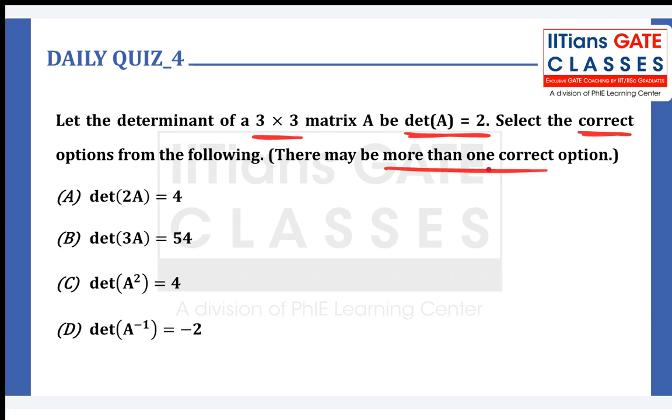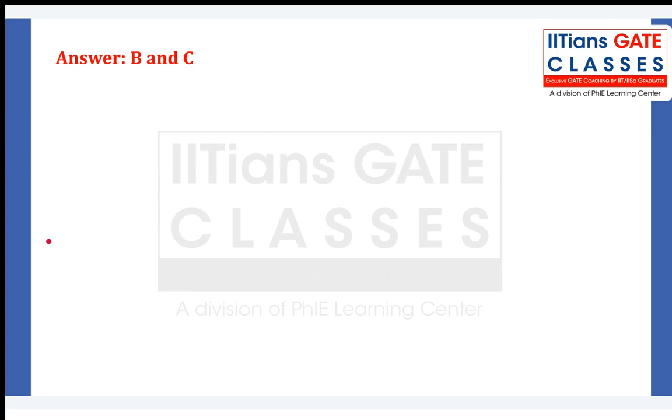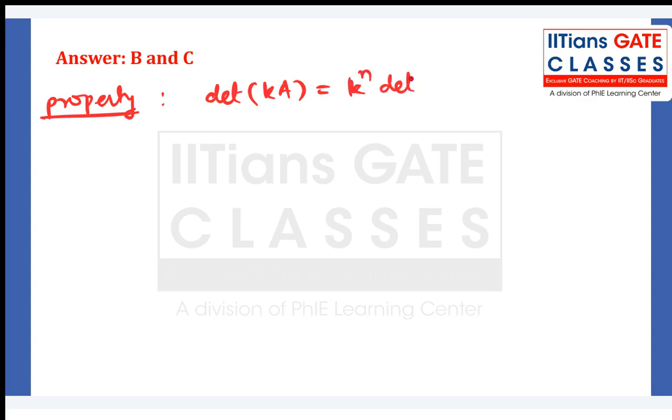Now, the first property, because if you look at options A and B, they look more or less similar. Just in the first option it is multiplied by 2, in the second option it is multiplied by 3. So the important property of matrix determinants that you are supposed to take help of is that determinant of KA, where K is a scalar and A is the matrix, is equal to K power n into determinant of matrix A, where this n is the order of your matrix A. A will be an n by n square matrix.